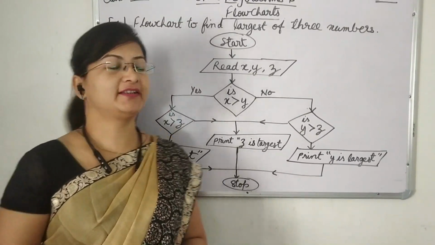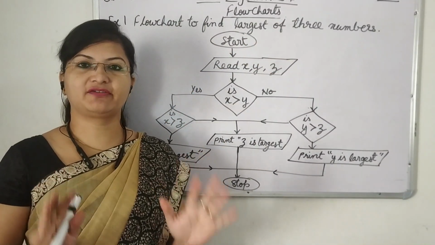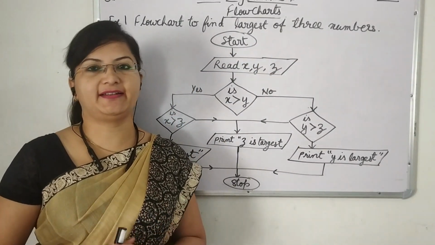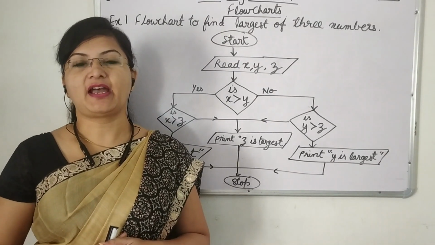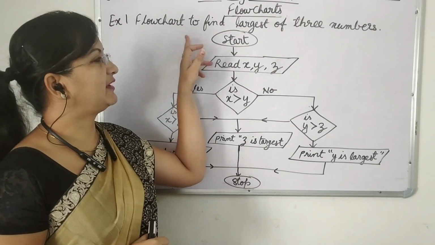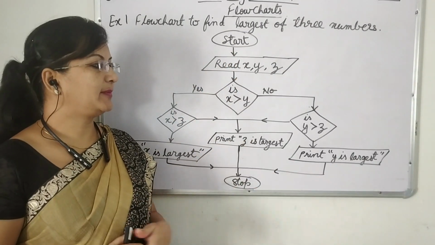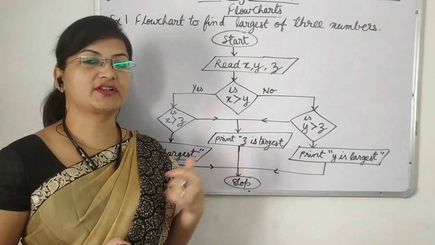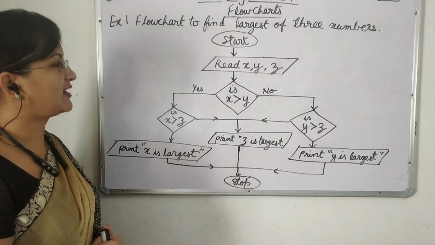Today we will study how to create a flow chart to find the largest of three numbers. If we have three numbers x, y, z, we will assume that the three numbers are x, y, z, and then we can find out the largest of those three numbers. So today we will study about the flow chart. The flow chart is already given in the textbook. It is example 1 of this chapter.